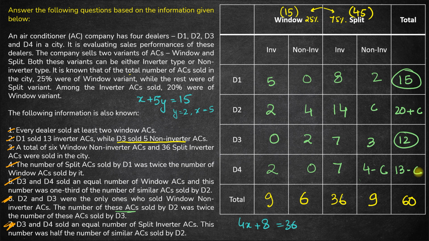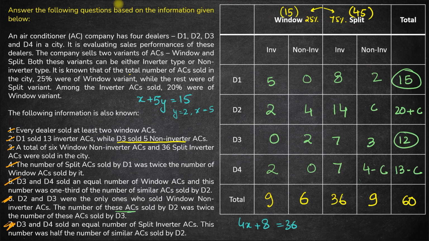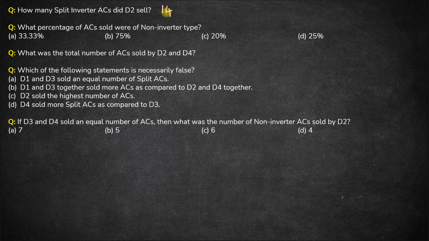Now let us answer the questions. First question is, how many split inverter ACs did D2 sell? So split inverter ACs for D2 is 14. So the answer to this question is 14.